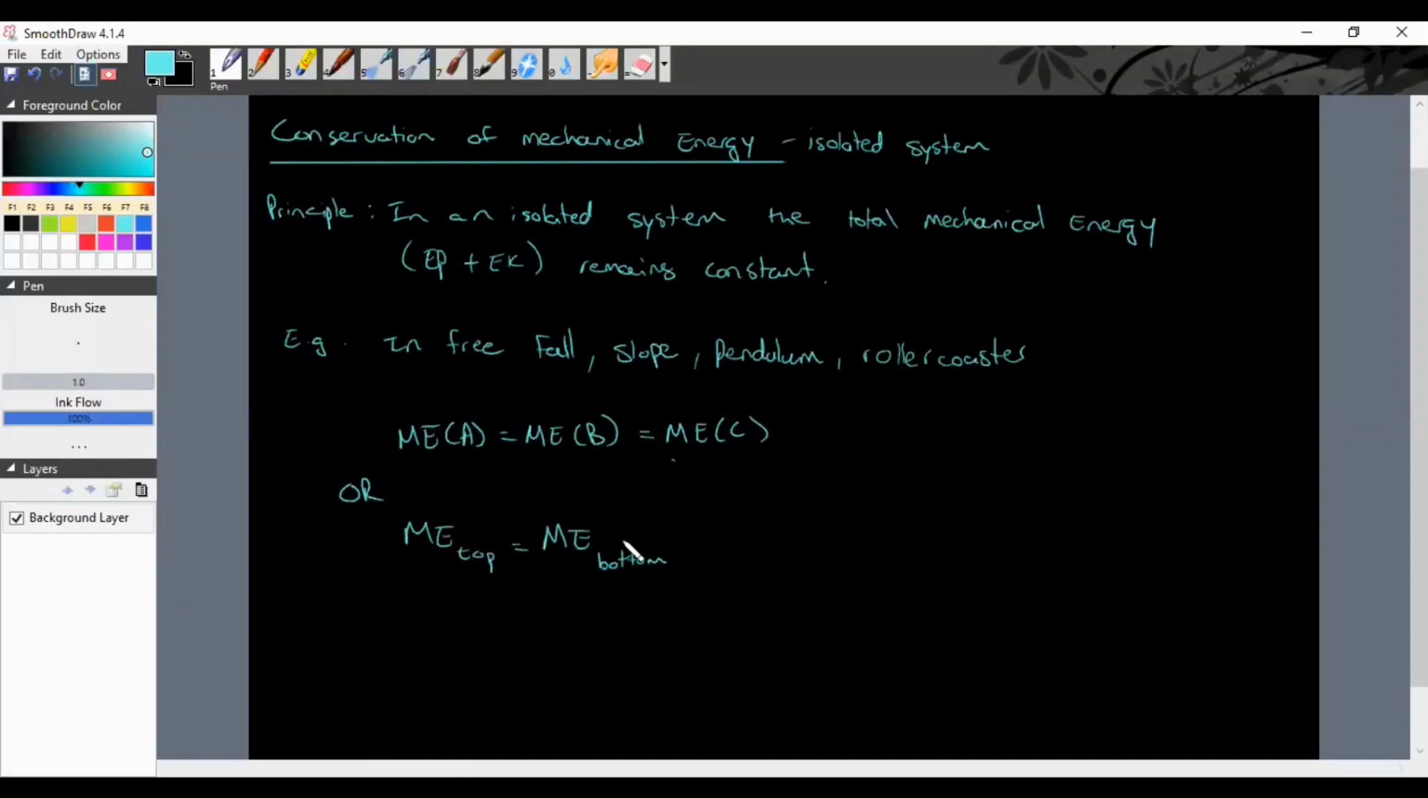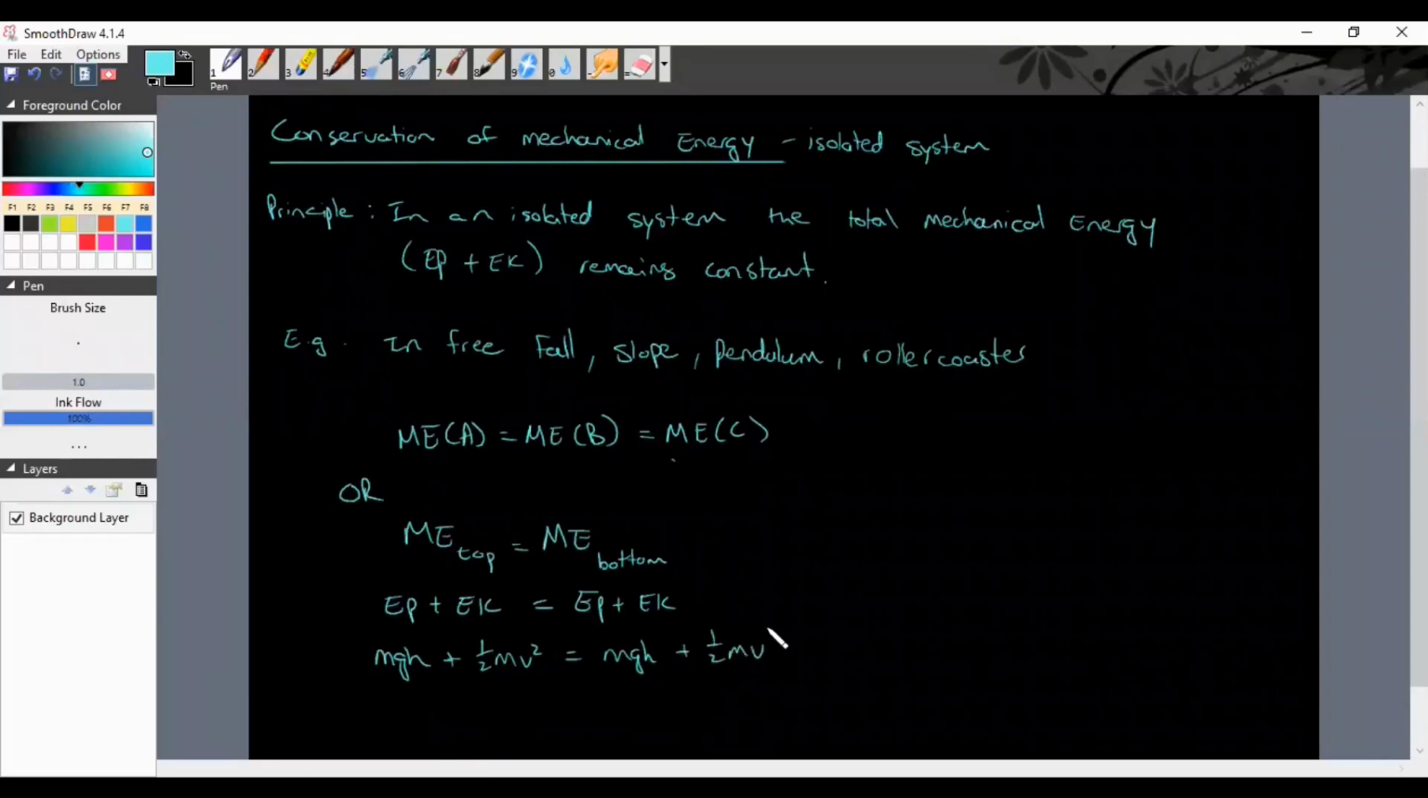So now that we've introduced mechanical energy, let me just break this up into maybe simpler, smaller chunks. EP plus EK, still all at the top, is equal to EP plus EK at the bottom, which means if I simplify, mgh plus the kinetic energy, which is half mv squared, is equal to also mgh plus half mv squared.